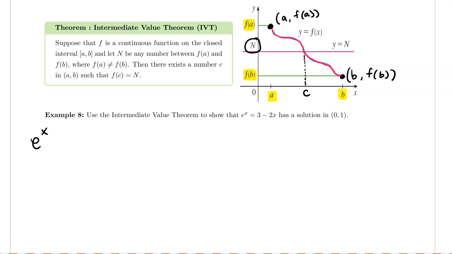But I have e to the x, and then I'm going to add 2x to both sides, and I'm going to subtract 3 on both sides, and that means that the right-hand side of my equation is going to equal 0. Now I'm going to think about this thing here as a function, and I'm going to call it h of x. And notice that h of x is the sum of two functions.